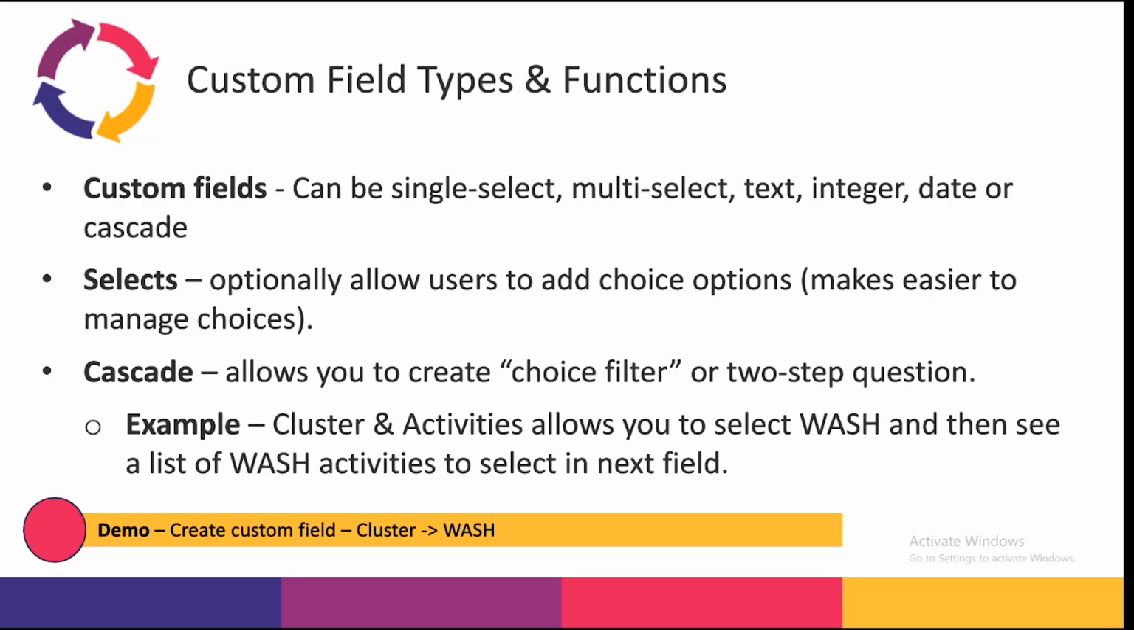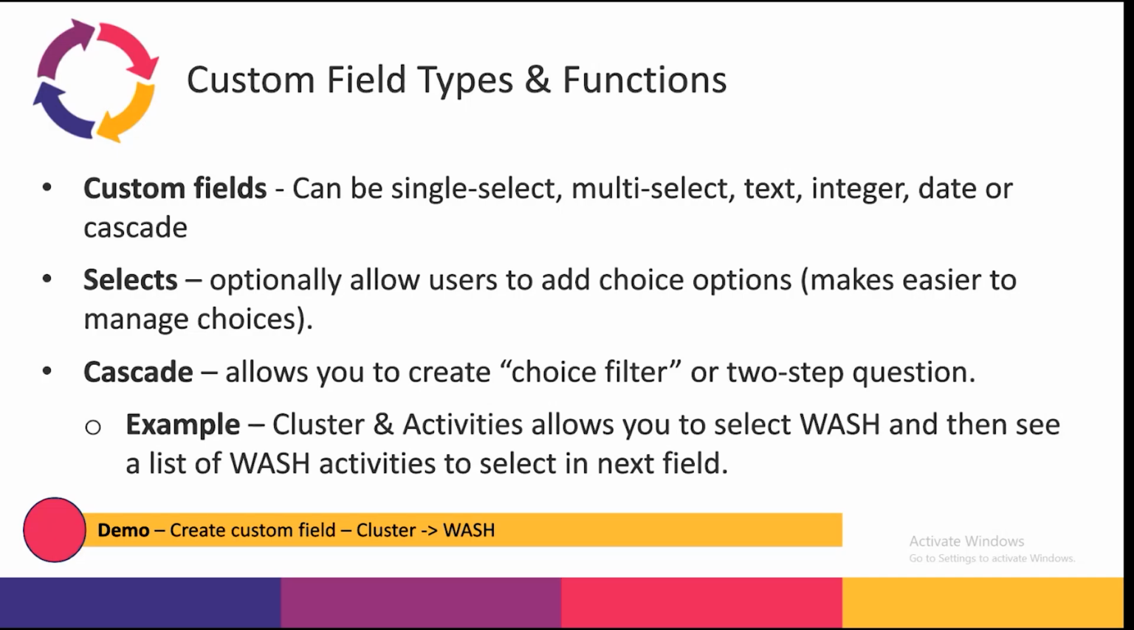Okay, so custom field types. We went through all of the different field types and we left custom. So a custom field can be single select, can be multi-select, can be text, integer, date, or a cascade. So I think all of those would make sense. Single select, multi-select, text, integer, date. These selects also optionally allow users to add choice options. So this can help with managing choices. Let's say you have a lot of choices that you know exist, and some of your field team will know better. So you would allow them to create those options as they're in the field.